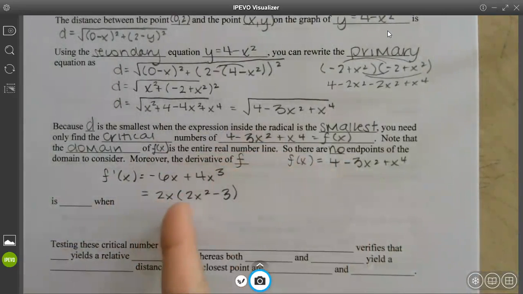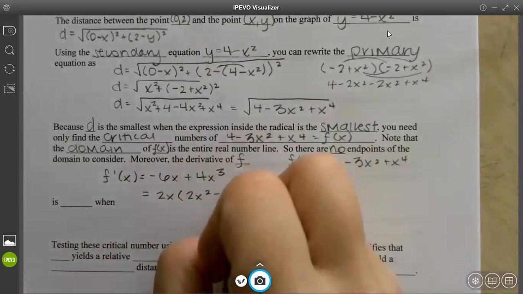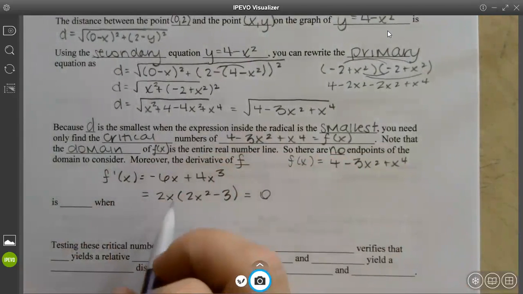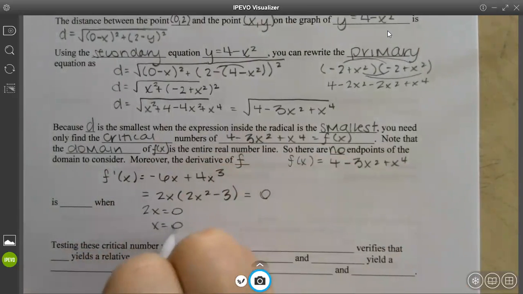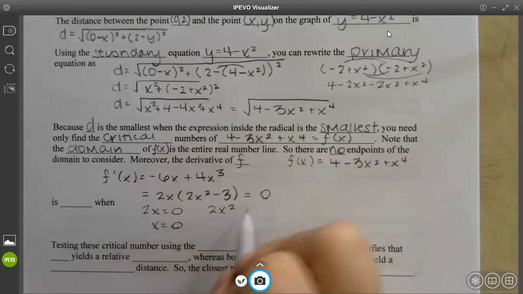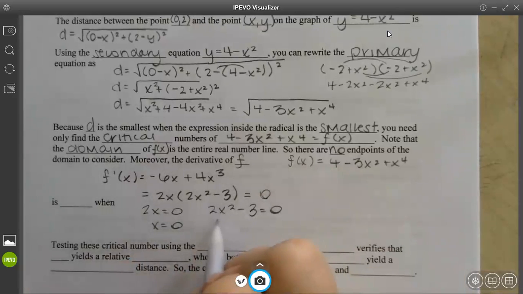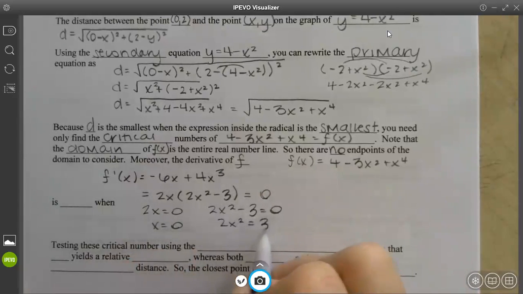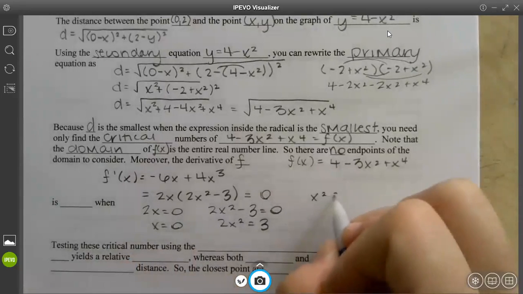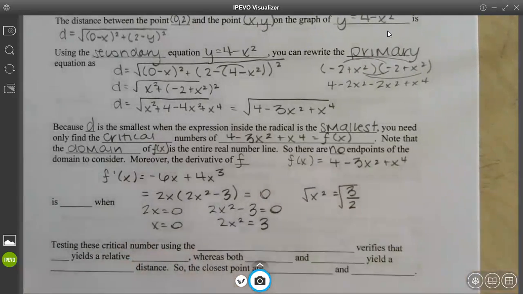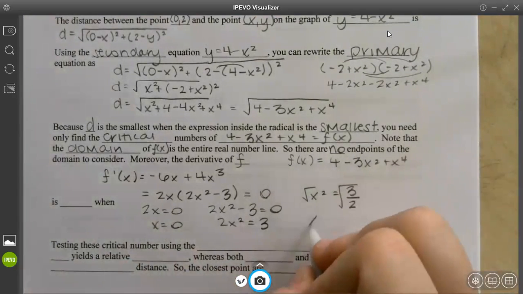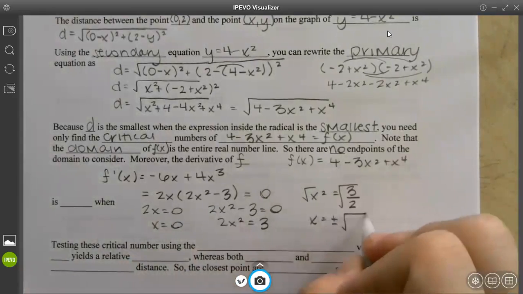The reason they do this, to find our critical numbers, we're taking our derivative and setting it equal to 0, right? So we would have to factor it anyway. So what are your answers? What will the 2x cause? The 2x squared minus 3 equals 0. We're going to add the 3. We're going to divide by 2. And then we're going to square root. Remember, when we take the square root, there are 2 answers.